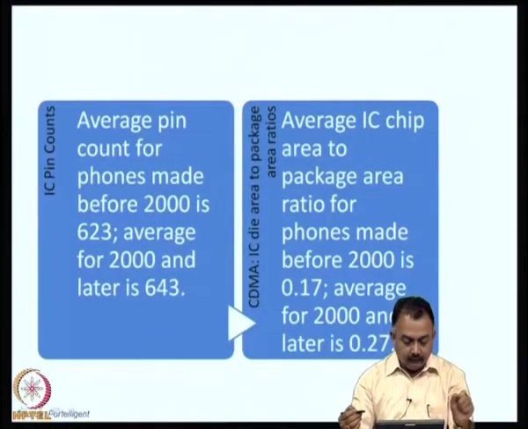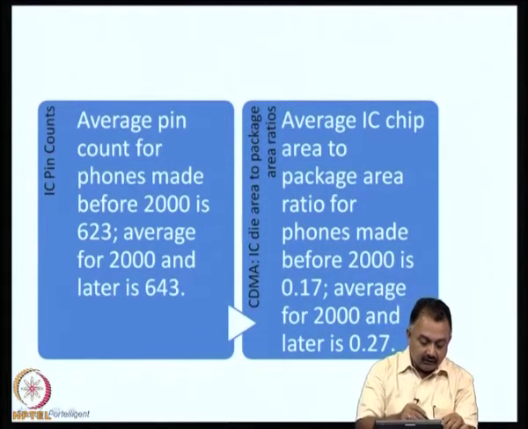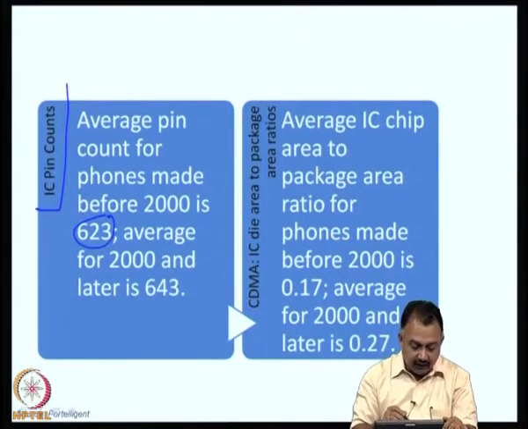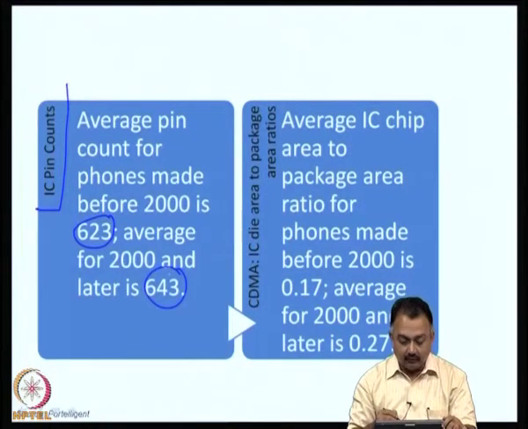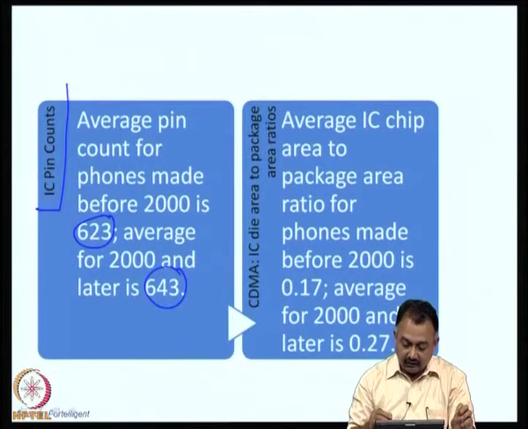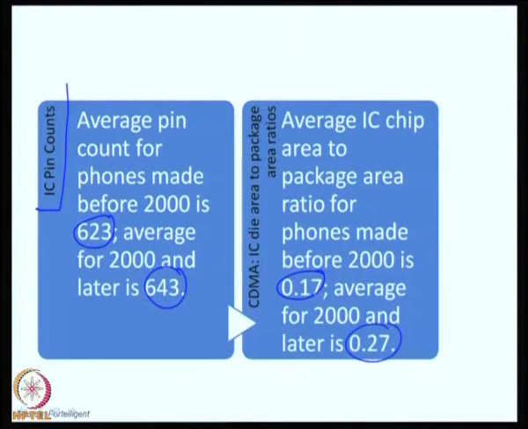So, another statistic which I would like to give is IC pin counts for GSM phones. Average pin count for phones made before 2000 is 623 and average after is 643. And if you look at die area to package area, which I think I described for the CDMA also, you can see here it is 0.17, 0.27. So, the efficiency has to increase.